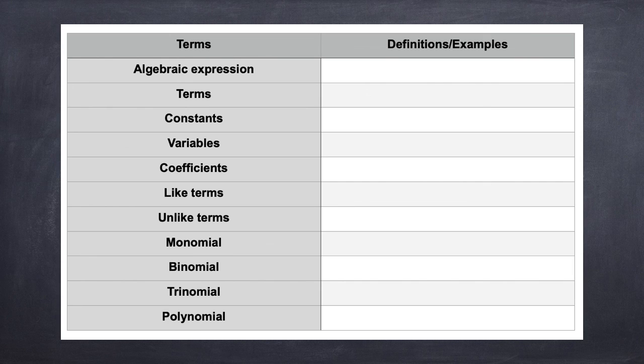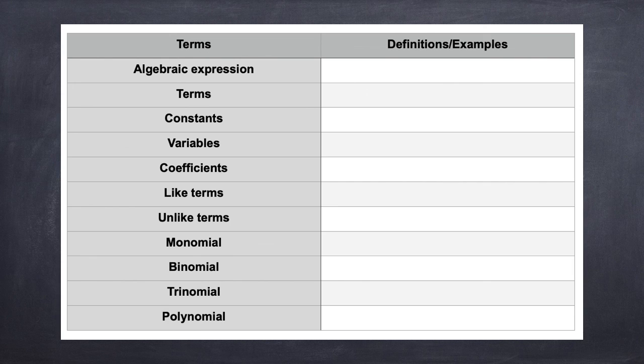It should not be mixed up with an algebraic equation. They are different. So the teacher must be able to explain this clearly. The algebraic expression is the form of the general overview of it all. And under it, the terms, we all know what this means. Terms, constants, variables, coefficients, and then like terms, unlike terms.